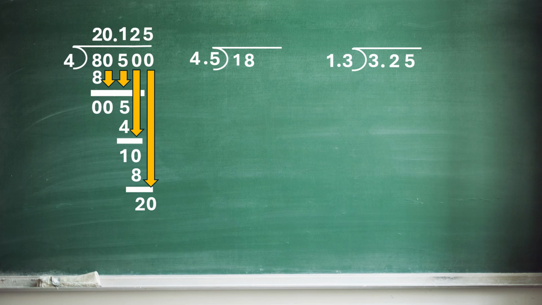Let's try the second one. Here there is a decimal in the divisor and none in the dividend. In this case, what we need to do is take the decimal and swoop it one place towards the right. So now we have a whole number.